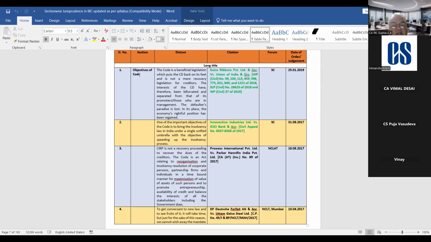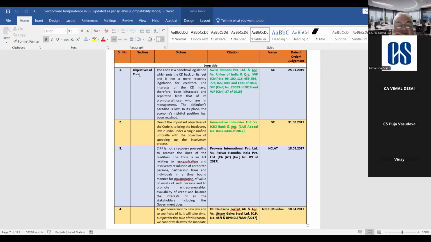In Prowess International, now, this is not in our syllabus, but still, we should read all these cases to have a better understanding of the code. And these are the cases on the objective of the code. So in this case, what was held? CIRP is not a recovery proceeding.